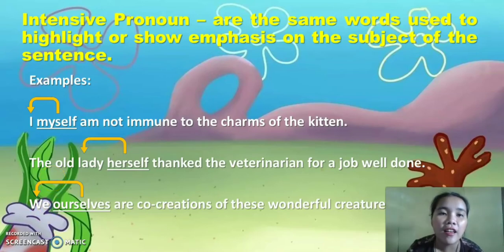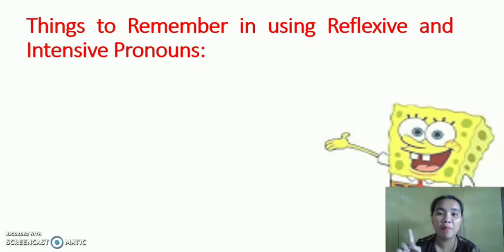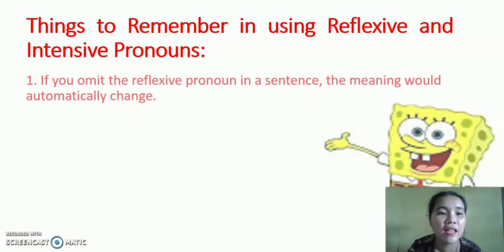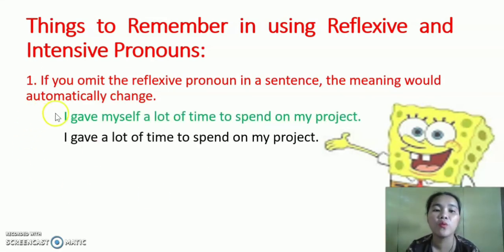Okay? Okay, now class, these are the things to remember in using reflexive and intensive pronouns. Okay, remember this class. The first one that you should remember is if you omit the reflexive pronoun in a sentence, the meaning would automatically change. So I have here example sentences. The first one here, I gave myself a lot of time to spend on my project. So the reflexive pronoun here is the word myself, and this is referring to the antecedent I.